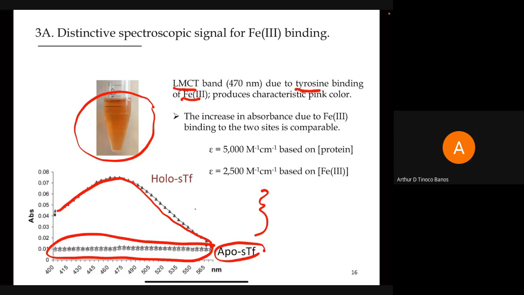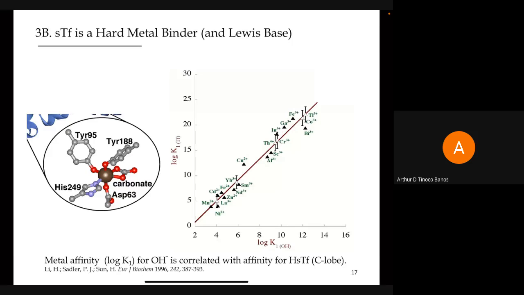If we were to measure the extinction coefficient of this coordination, depending on how you measure it, with respect to the protein, this extinction coefficient would be 5,000 per molar per centimeter, and that's characteristic of a ligand to metal charge transfer or a charge transfer in general. If we look at it from the context of iron, remember that this protein binds two equivalents of iron. This extinction coefficient is 2,500 per molar per centimeter. So that's just some of the spectroscopic properties of the metal bound to the protein.